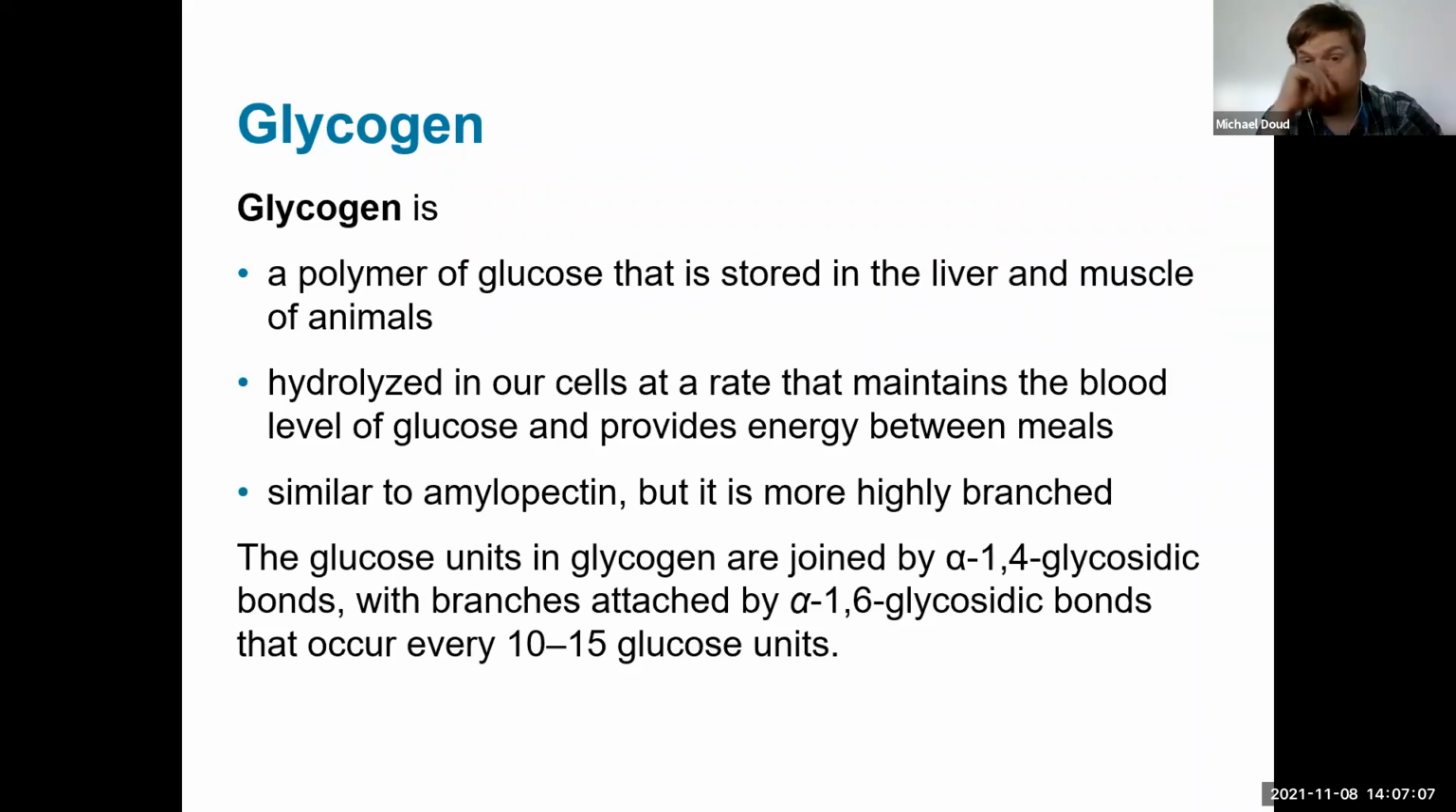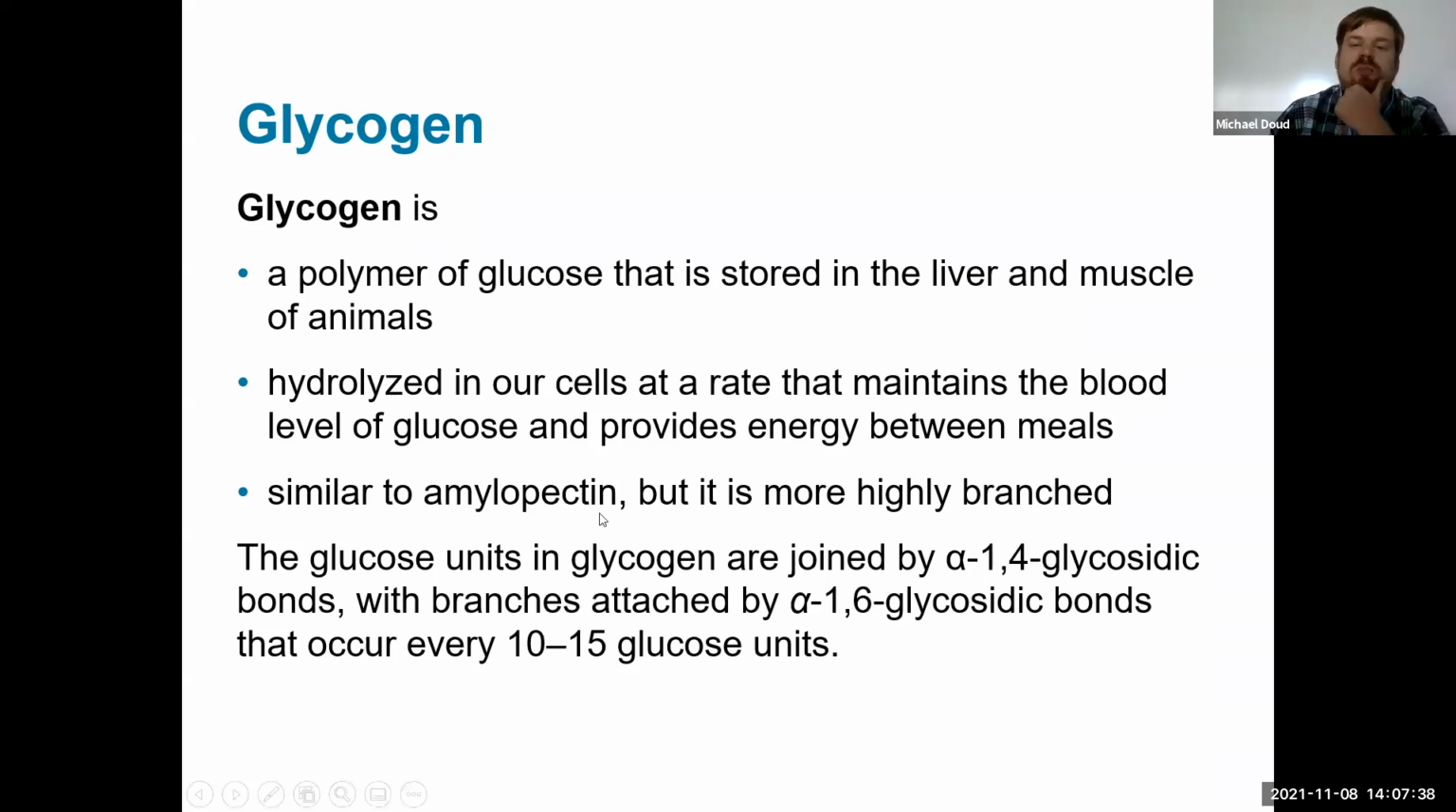Okay, glycogen, on the other hand, is a polymer of glucose that's stored in liver and muscle areas for animals. It's basically a really convenient way to store energy because it's easy for our cells to hydrolyze it. And that's a way that we can maintain the blood level of our glucose. And in between meals, we can eat that glycogen up and use that energy when we're not eating.